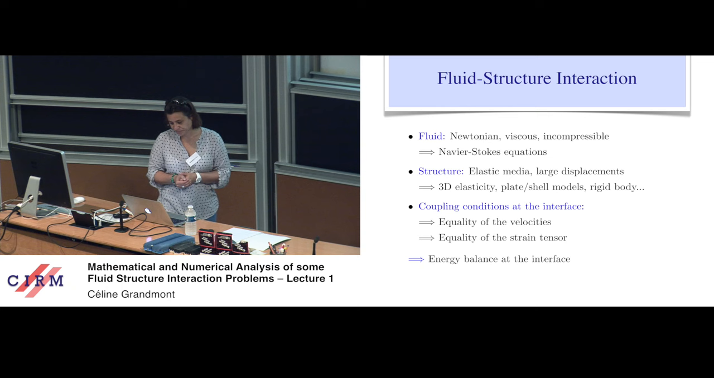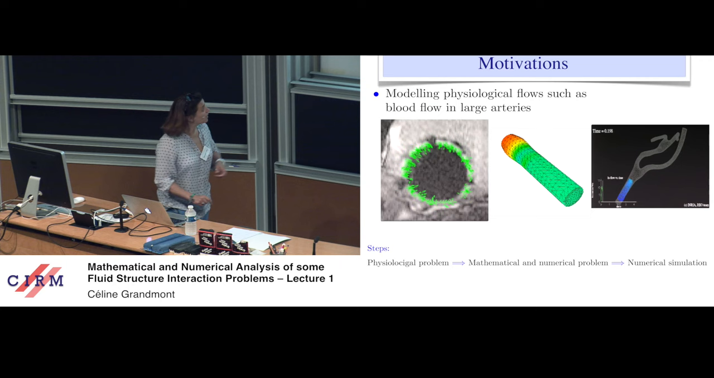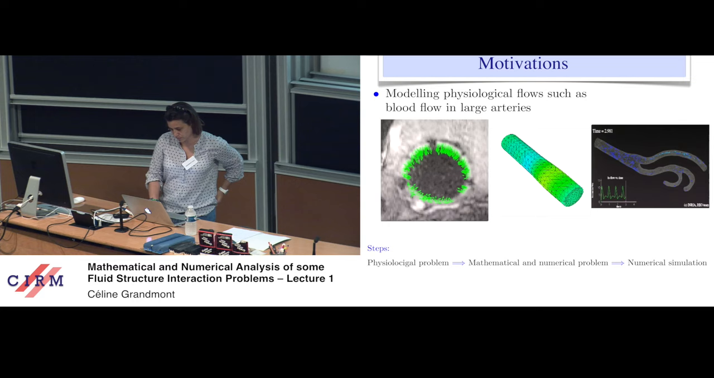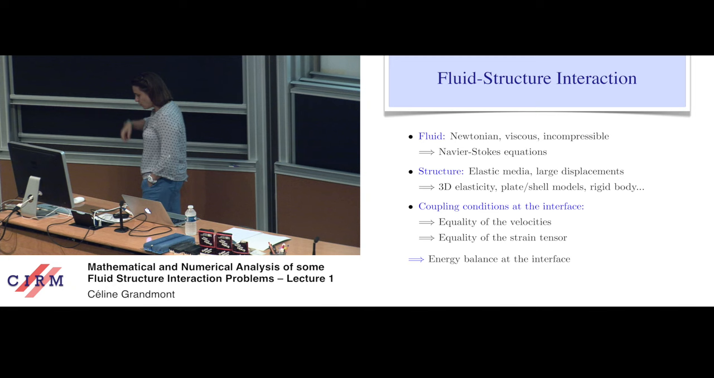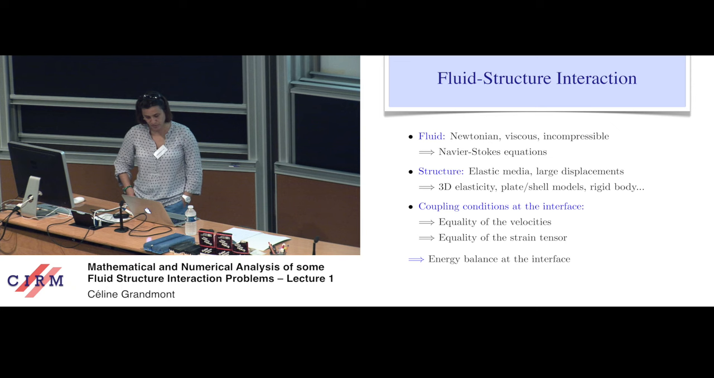For the structure, we have an elastic media in large displacement because, as you saw in this movie, the displacement of the arterial wall is rather large. So we will consider large displacement. We can consider a thick wall modeled by the 3D elasticity or reduced models in order to model the evolution of the displacement of the wall, such as shell or plate models and stuff like that.